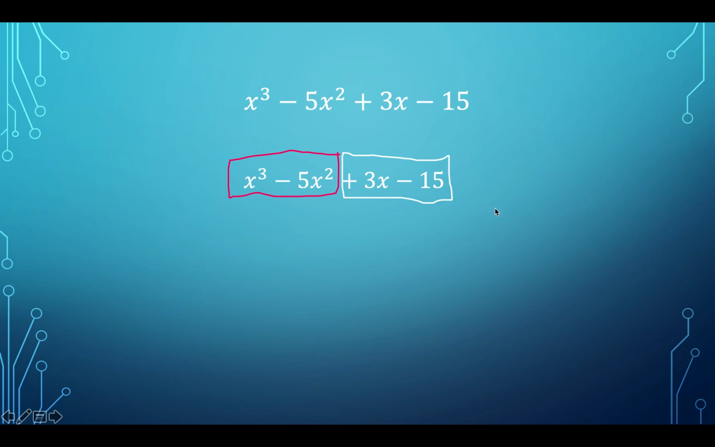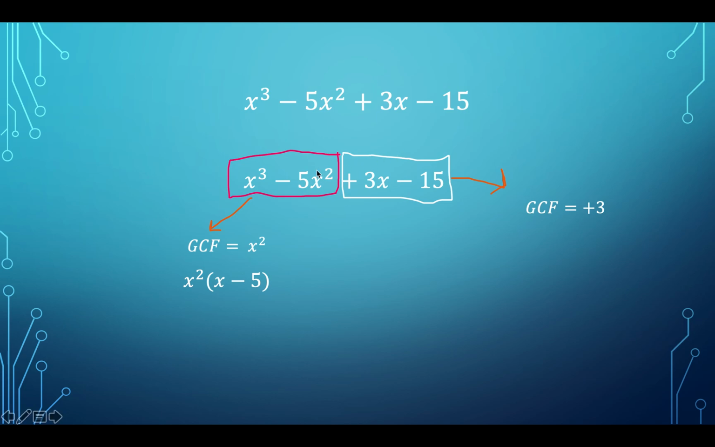Okay, once we get to this point, what we're going to do is look for the greatest common factor. The greatest common factor in this first box is x squared. Now, we did the lesson last week on factoring. If we need to go back and review that, I can repost that video as well. So we're going to factor out the greatest common factor, x squared. Over here, in this white box, we need to figure out the greatest common factor. The greatest common factor between 3x and minus 15 is a positive 3.